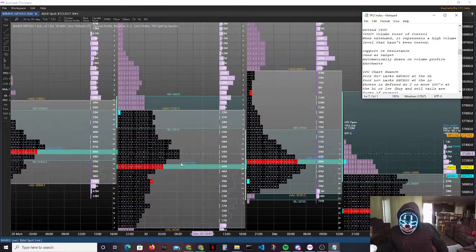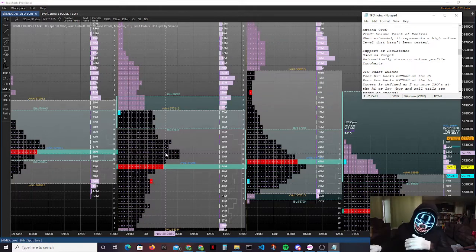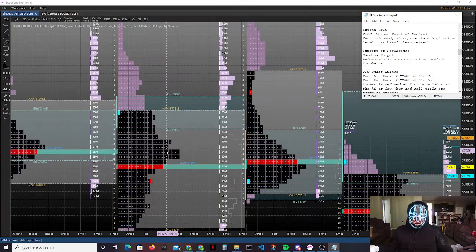The time point of control is going to show up like that on a market profile chart. Then you have a volume point of control, which is the same thing. The only difference is that a regular point of control is how long time is spent at a price, and the volume point of control is how many people are at that price. Usually they go hand in hand and stack up the same, because if a lot of time is spent at this price level, that means a lot of people are looking at that price level.